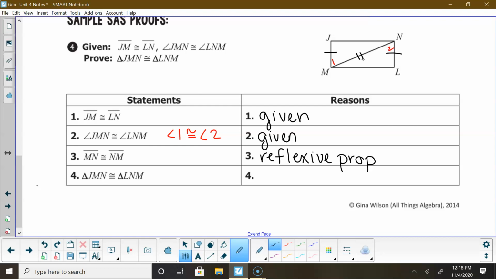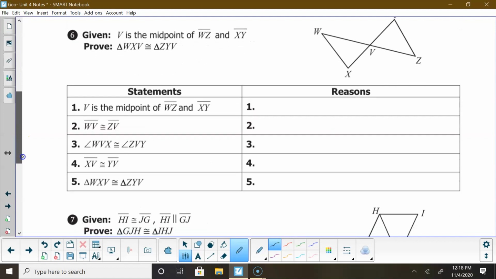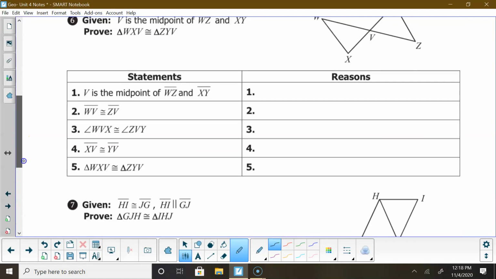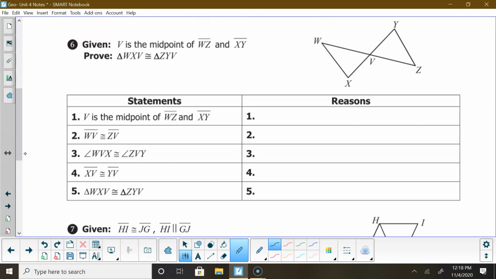Yep. Next page. Let's try number 6, and then I'll go back and do 5 with you real quick. So you guys try 6 on your own.